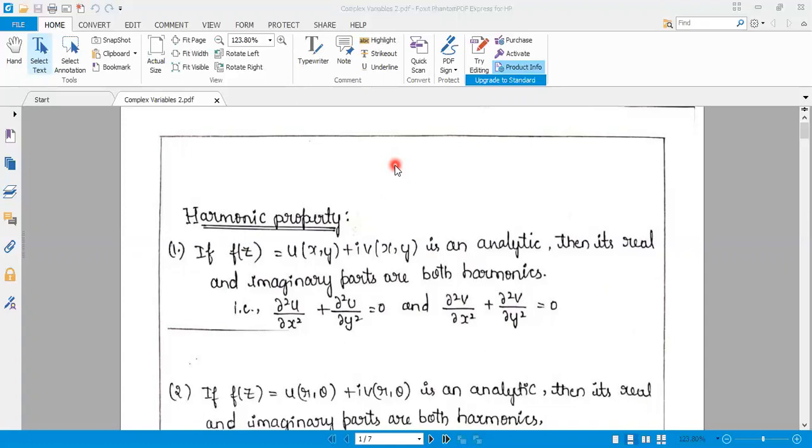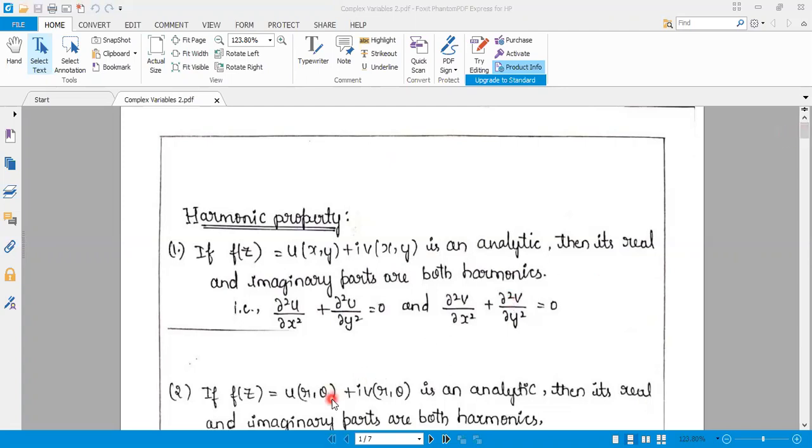Now let us see the condition for analytic function. The complex valued function f(z) equals u plus iv is analytic whenever both real and imaginary parts are harmonic. That means ∂²u/∂x² plus ∂²u/∂y² equals 0 and ∂²v/∂x² plus ∂²v/∂y² equals 0. So this is the condition for analytic function.